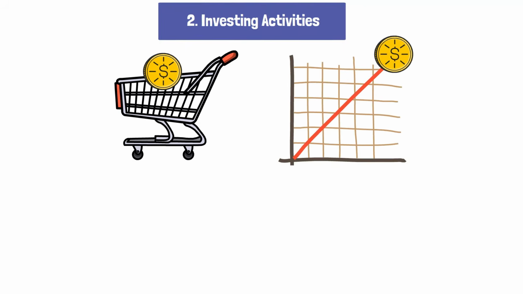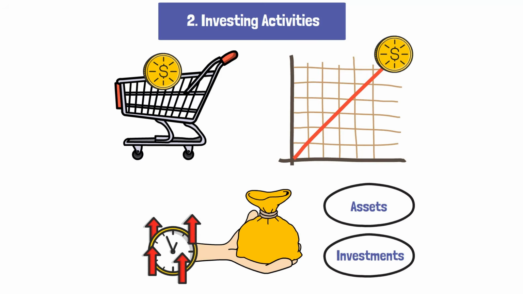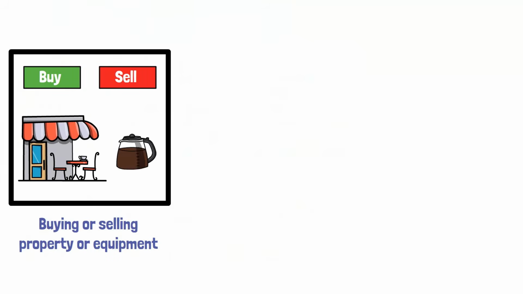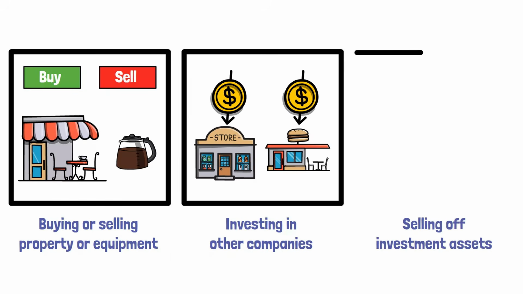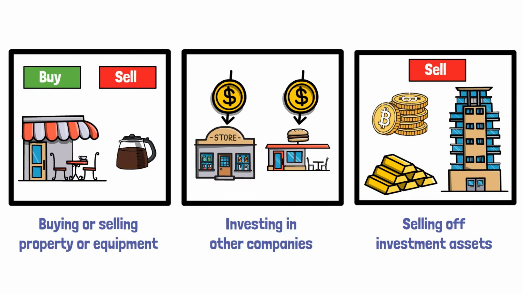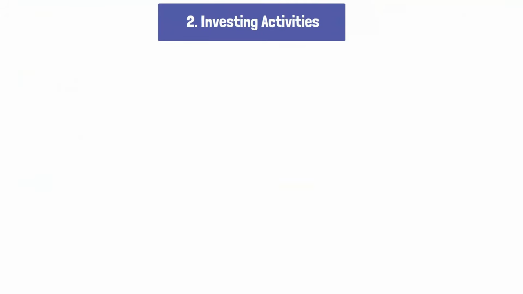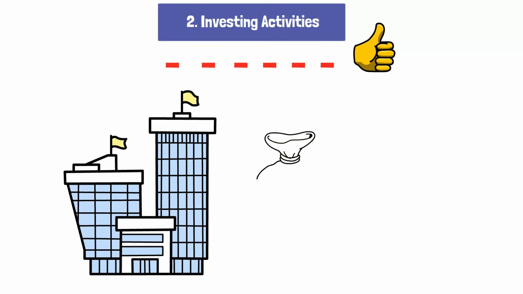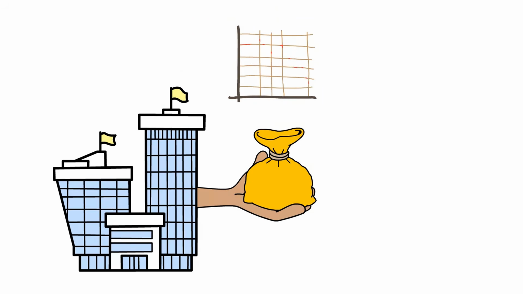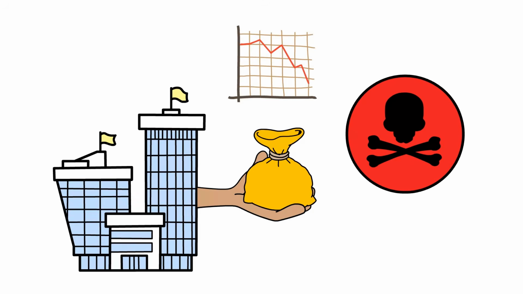Next, we have investing activities. This section covers the purchase and sale of long-term assets and investments, such as buying or selling property or equipment, investing in other companies, and selling off investment assets. Generally, a negative number here isn't bad. It often means that the company is investing in its future, but too much outflow without results can be risky.